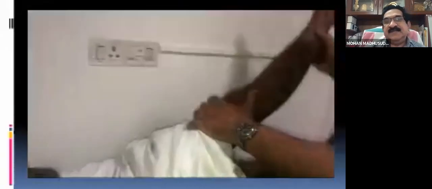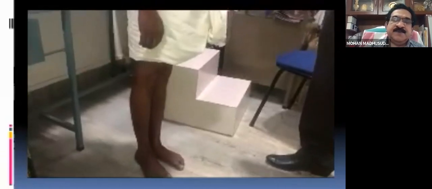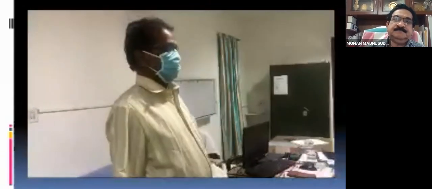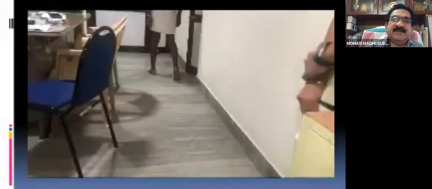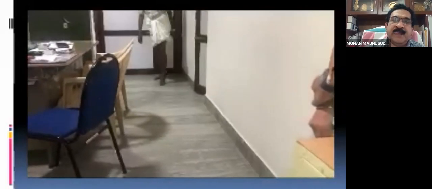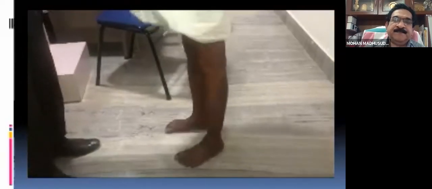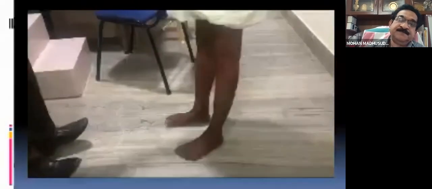It is impaired. SLR was negative. Romberg's negative. But there is a foot drop on the left side, and maybe a slight foot drop on the right side as well. Heel standing and toe standing are different. He can stand on his heel on the other side, but not on the left side.